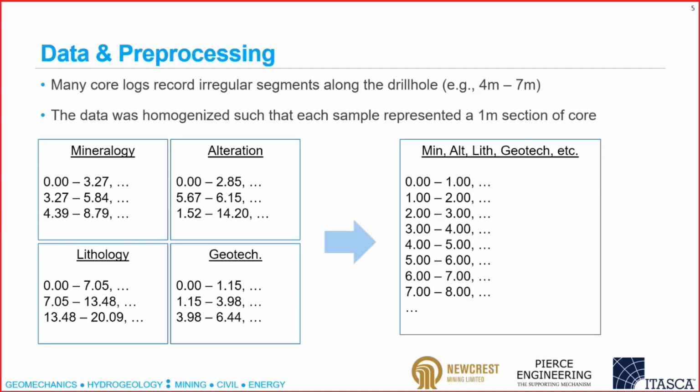So for data and pre-processing, many core logs recorded irregular segments along the drill hole, right? Some of these you have for mineralogy, alteration, lithology, geotech. These have tons of pieces of information recorded, but along irregular intervals. So the first step in this process is homogenizing all of this data such that each sample represents a 1 meter section of core. From all these irregular intervals, we can map all of this information on these separate spreadsheets to a single spreadsheet where for each meter, we know what all of those pieces of information are, related to the mineralogy, alteration, lithology, and geotech.